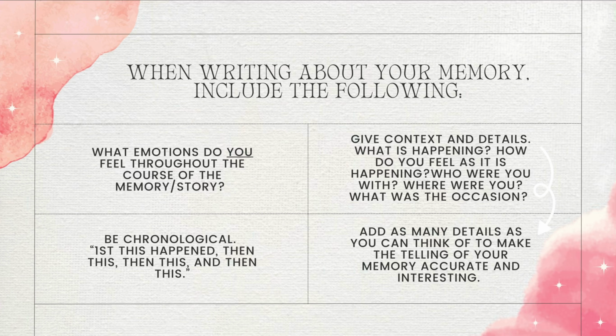And when you're writing about your memory, you need to make sure you include the following. So what emotions do you feel throughout the course of the memory or story? You need to give context and details like what is happening, how do you feel as it's happening, who were you with, where were you, what was the occasion, and be chronological. First this, then this, then this, and add as many details as you can think of to make the telling of your story and your memory more accurate and more interesting.